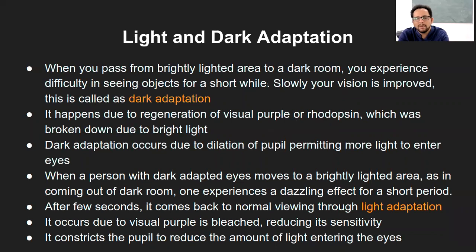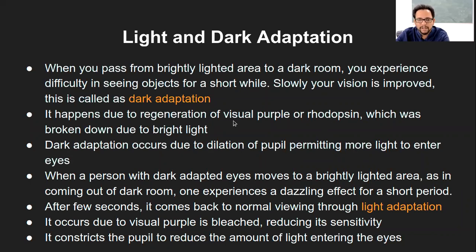For some people it can be 1 or 2 seconds, but for some it is just a fraction of a second. That is the time during which you will not be able to see any object clearly. That particular phenomenon is called dark adaptation. And usually dark adaptation occurs due to the dilation of the pupil, permitting more light to enter the eyes, because of which the pigment gets bleached, or broken, and regeneration has to happen. So that is dark adaptation.